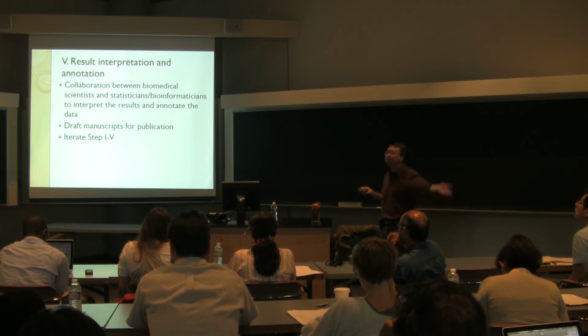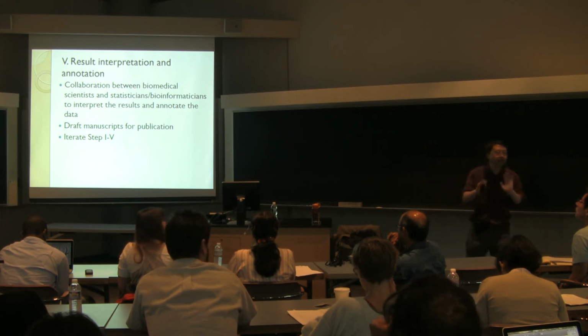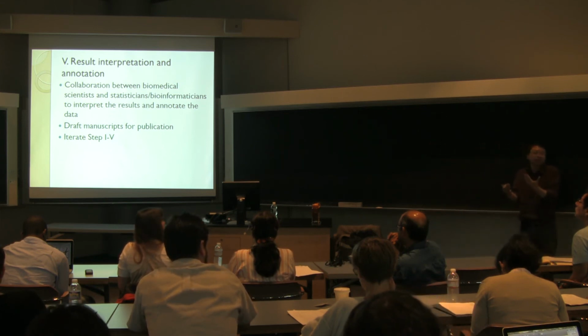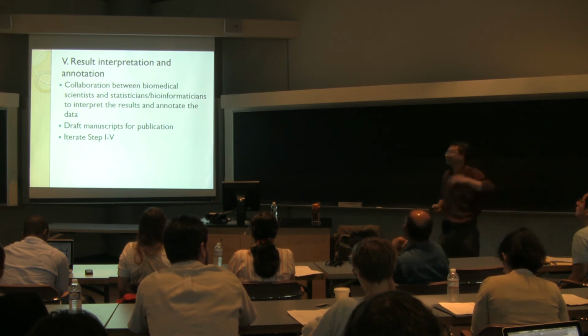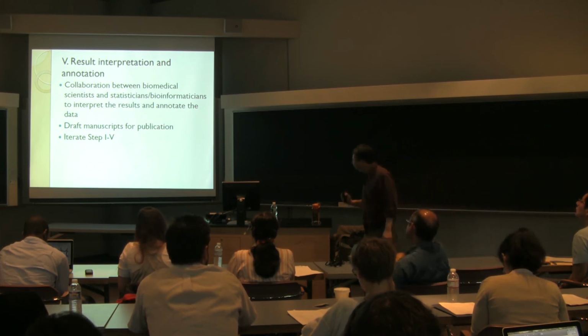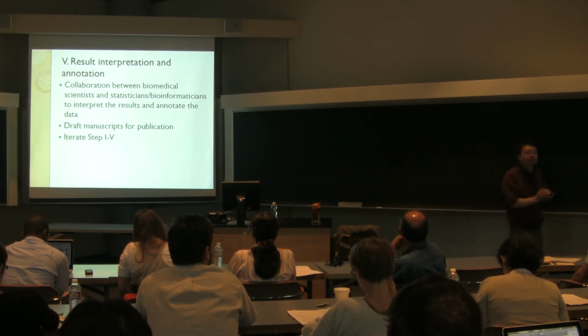Then again, you iterate all these steps. All these 5 steps you need to iterate. Once you finish one project, you generate a new hypothesis, design a new experiment, and then redo this. So this is the cycle of this. I only have 10 minutes to finish more details. Any questions before I continue?